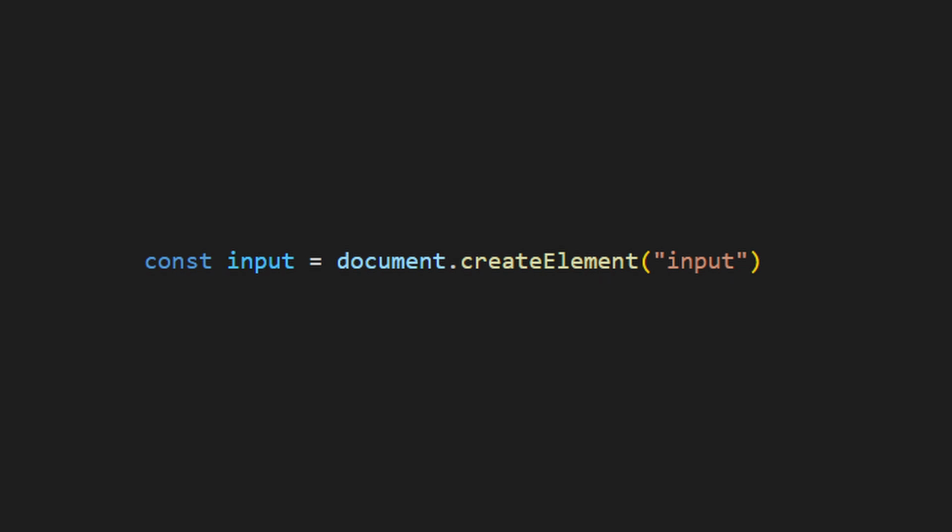You can do so using this code. const input = document.createElement('input'). This means create an input element in the document, then put the result in a constant of input. This constant will then be used to add attributes to the new input element.